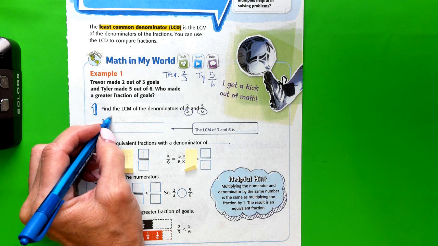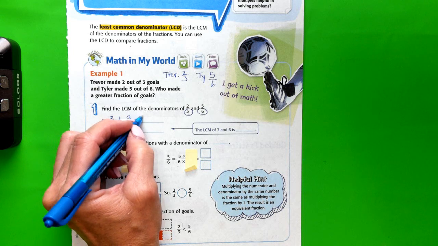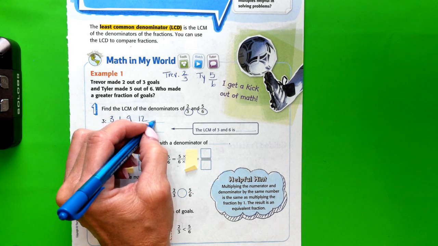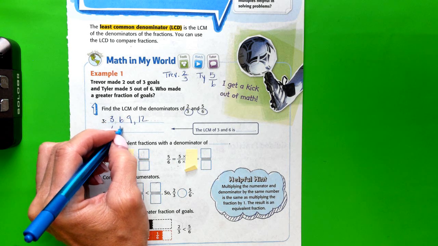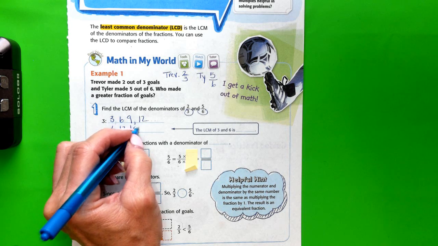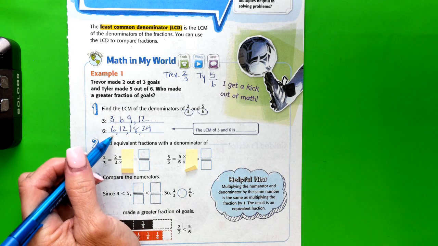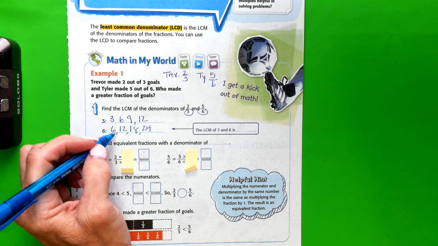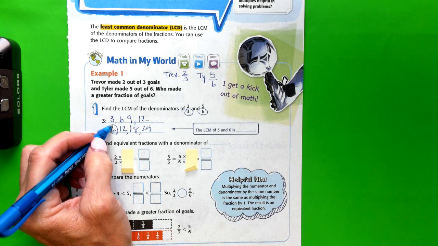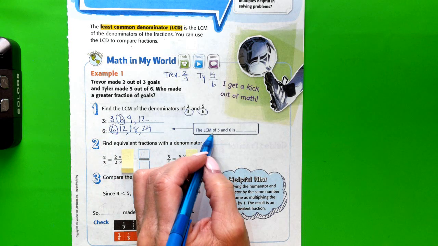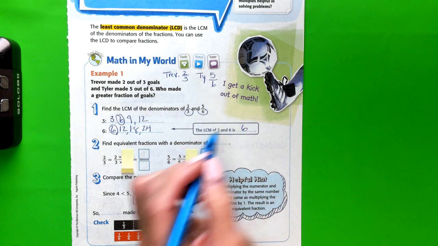So 3 times 1 is 3, 3 times 2 is 6, 3 times 3 is 9, 3 times 4 is 12, and so on. Let's do the same with 6. 6 times 1 is 6, 6 times 2 is 12, 6 times 3 is 18, 6 times 4 is 24. Okay, do we have a least common multiple? We do. We have 12, right? But there's a number that's smaller, isn't there? We also have 6. So, the least common multiple, the smallest common multiple of 3 and 6 is 6.